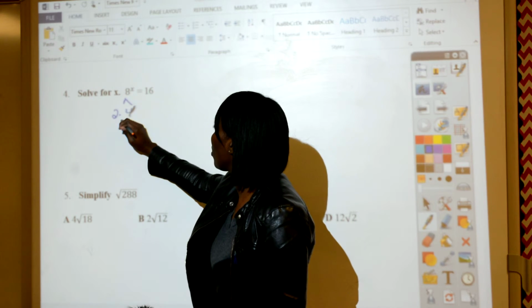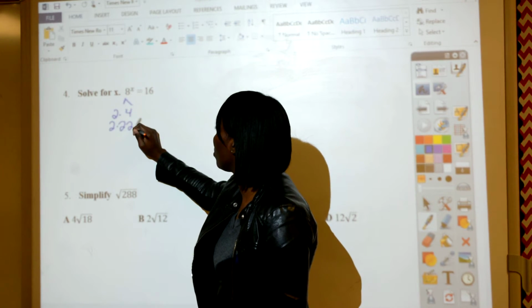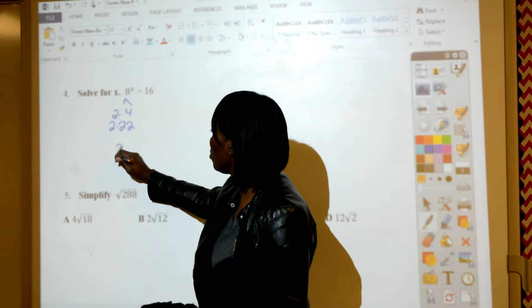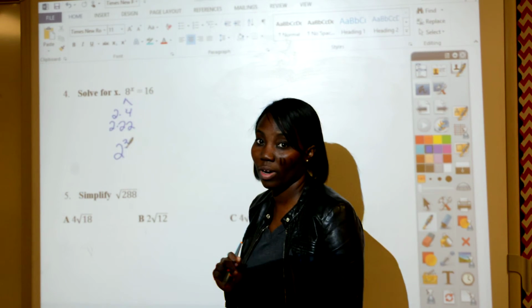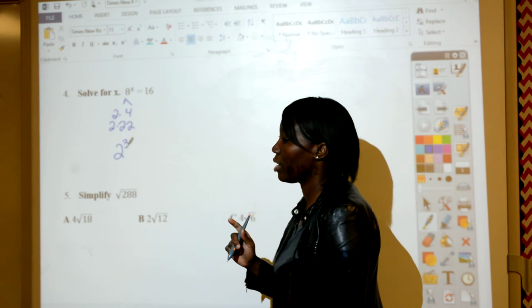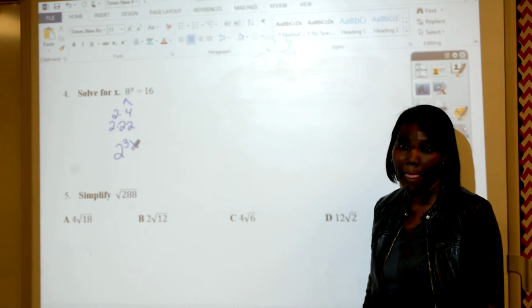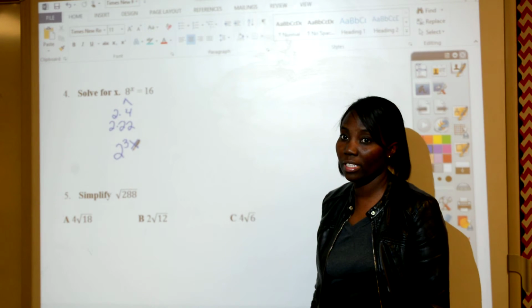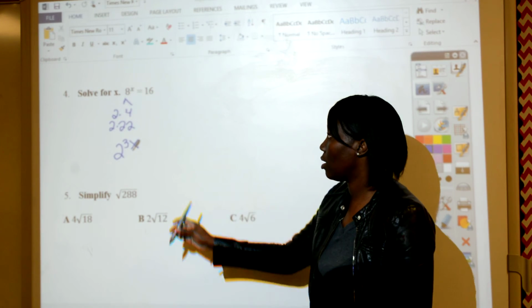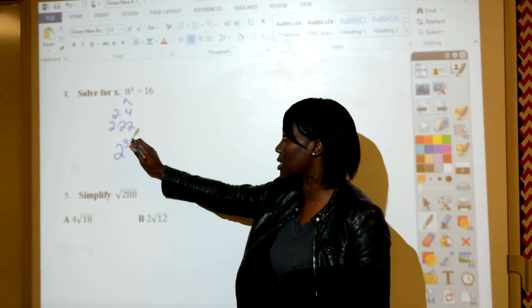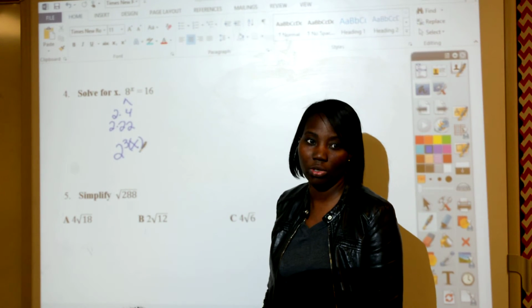2 times 4, which is going to be 2 times 2 times 2. And so that's basically 2 cubed, right? But it also has what already on there? An x. So 2 to the 3 times x. Does everybody see what happened? So 8 can break into 2 to the 3rd power, but we also had an x out there, so it's basically 2 to the 3 times x.